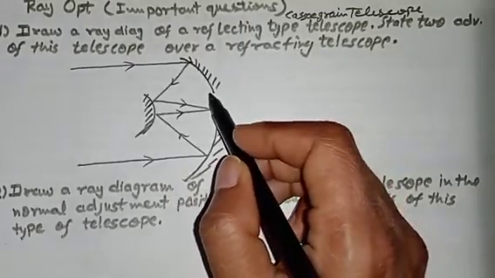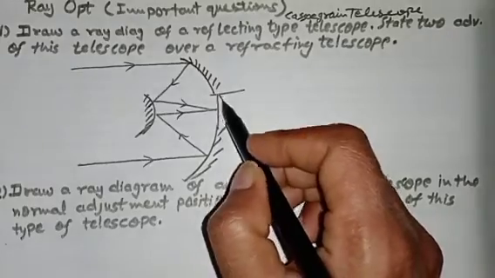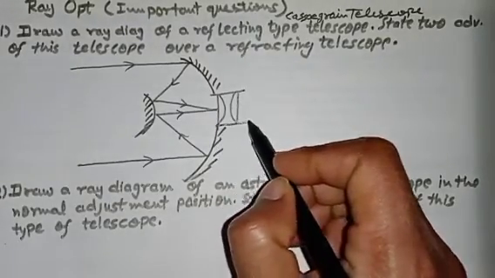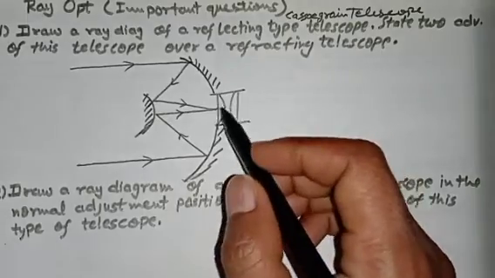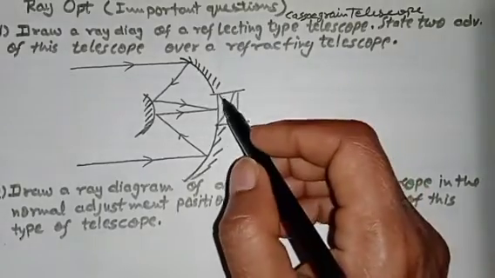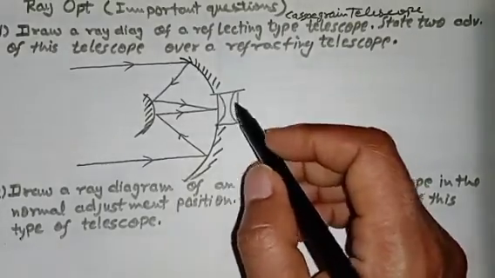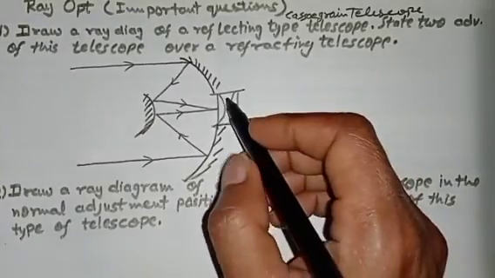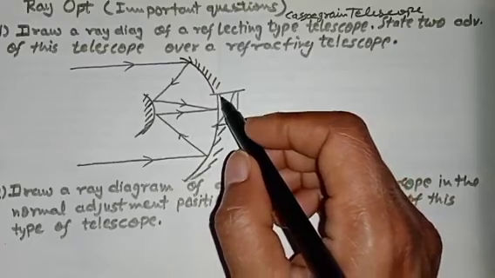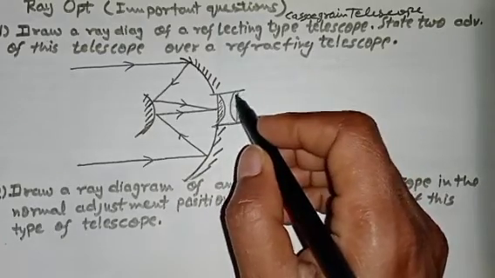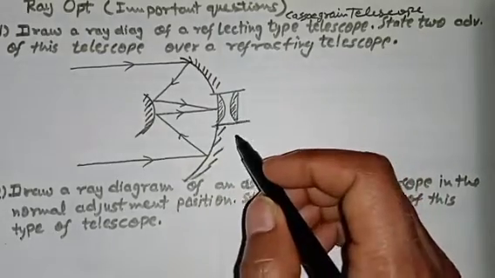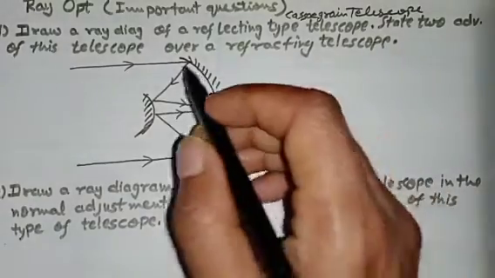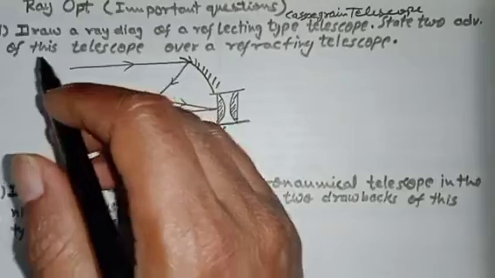And here we can adjust this eyepiece. Generally, an eyepiece has these two lenses, or you can mark a single lens here. So this is a typical eyepiece, or in fact you can just put a convex lens here, and of course this is a convex, and this is also a plano-convex lens. So that's all. And two advantages of this telescope.